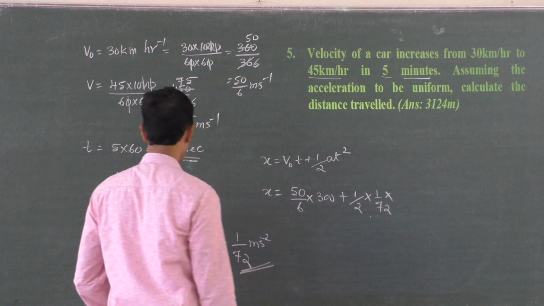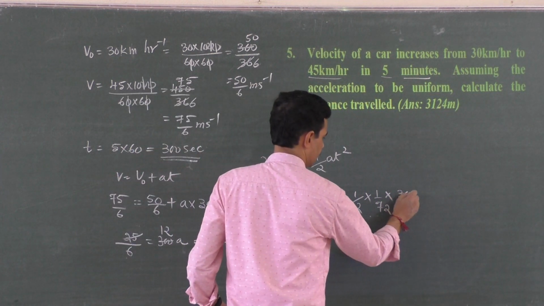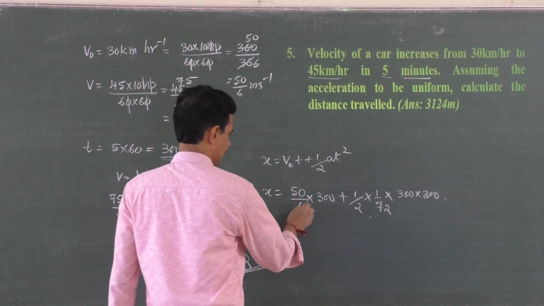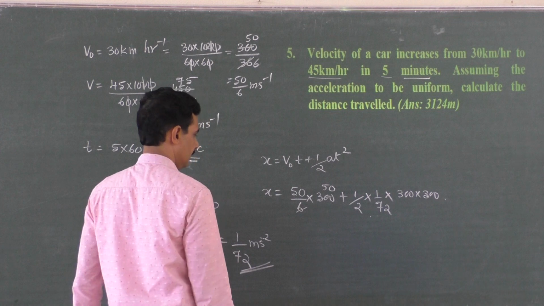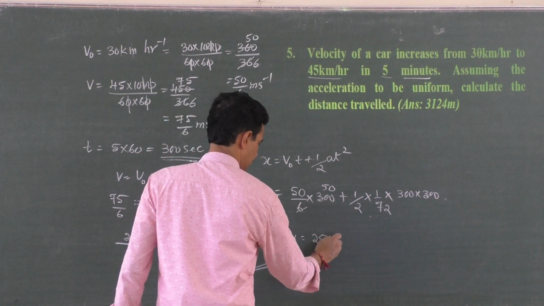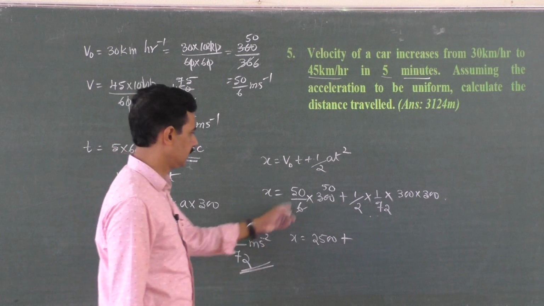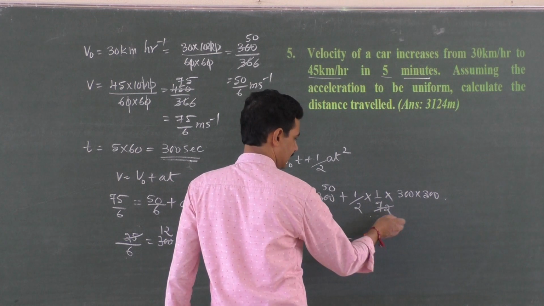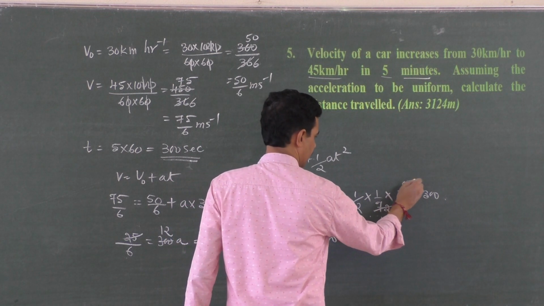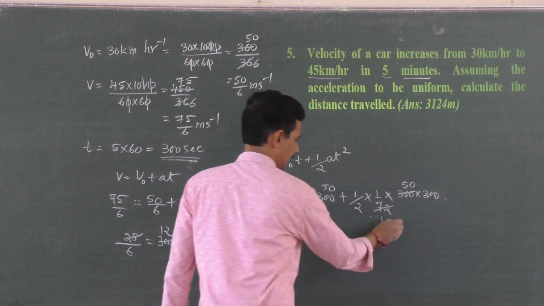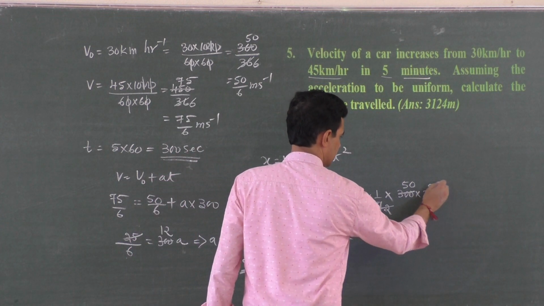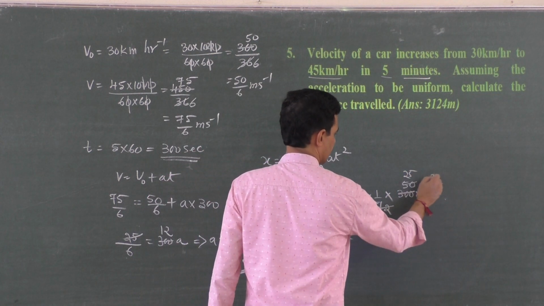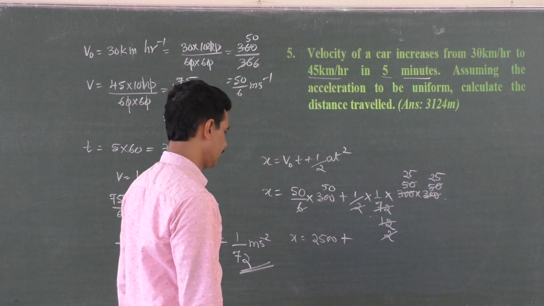T square, what is t square? 300 into 300. T square, so this is 50. X is equal to 2500 plus 1550, yes. And this one, 72, 6 divided, 50s are, then 6 again 2s are, this is 50s are, correct, and this is 2 25s are, this 2 25s are, easy. 25 25s are 625.